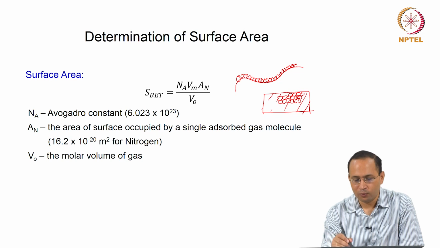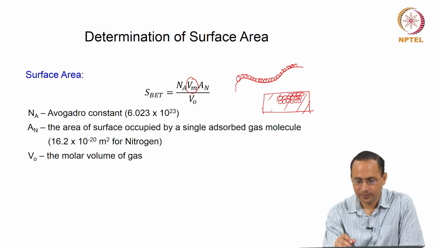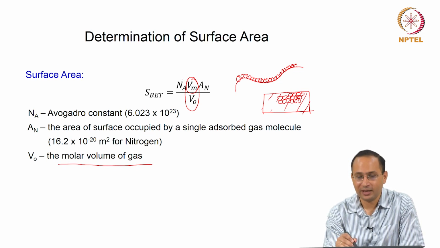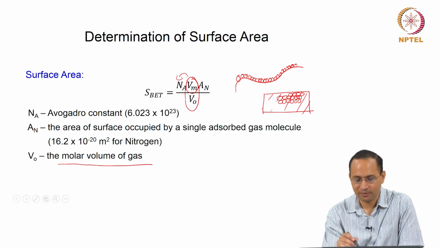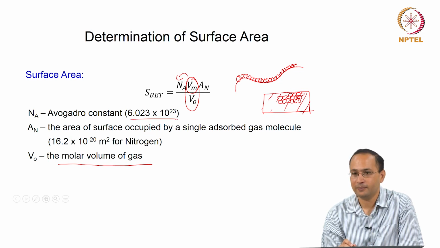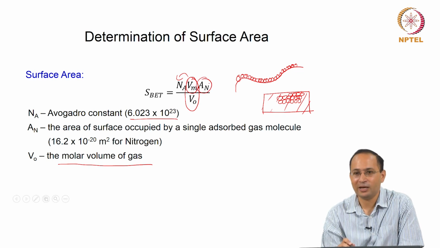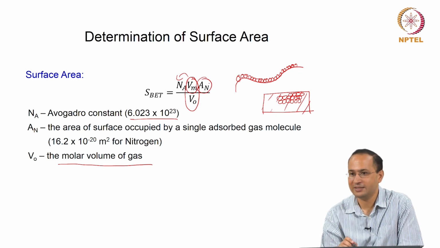Once we know the volume Vm, as we already saw in the last slide, we can calculate the moles, Vm over V0, where V0 is the molar volume of gas. Once you know the moles, we can calculate how many molecules there will be. 1 mole will have 6.023 times 10 to the power 23 molecules, that is the Avogadro constant. Once you know how many molecules there are, you can calculate the area by multiplying by the area of one molecule, that is the idea.